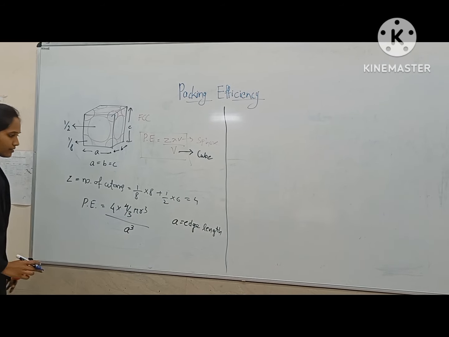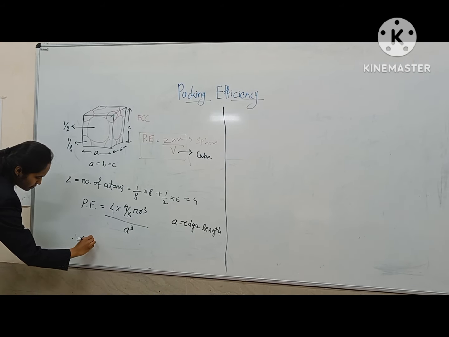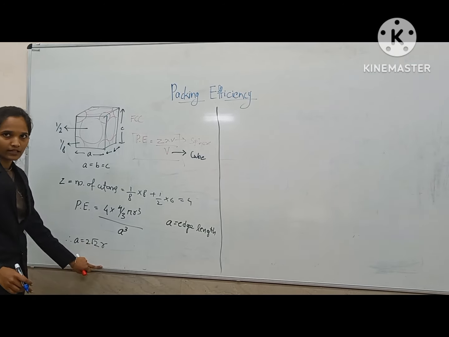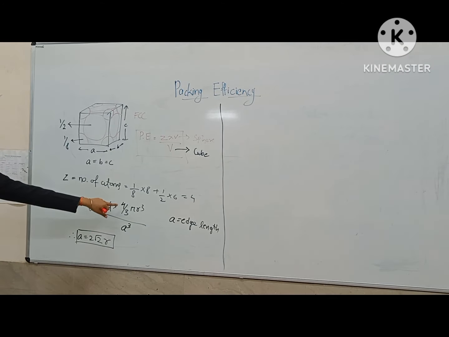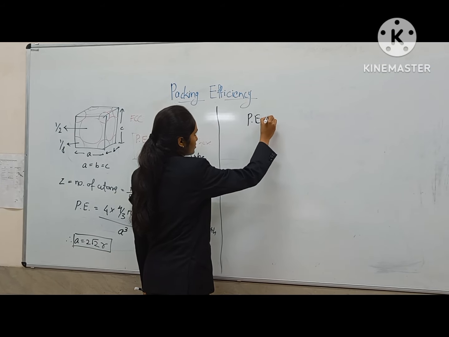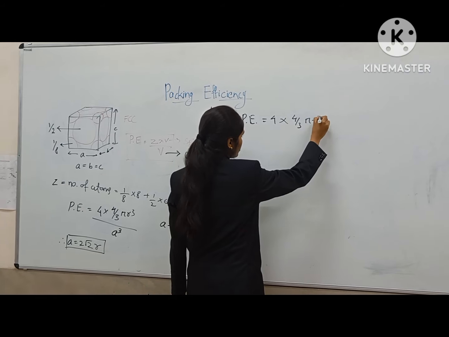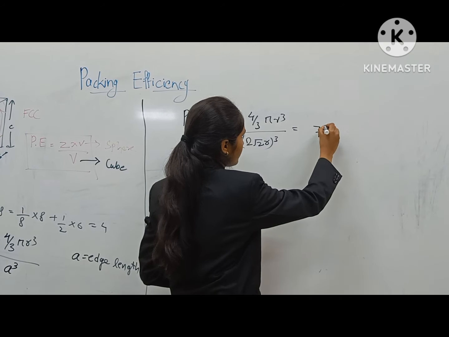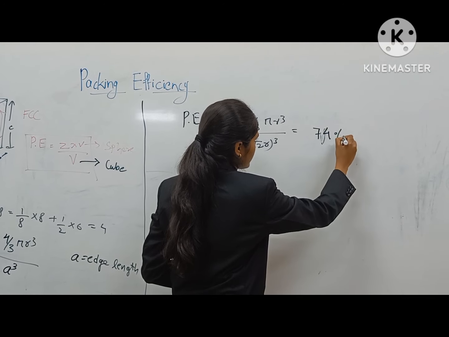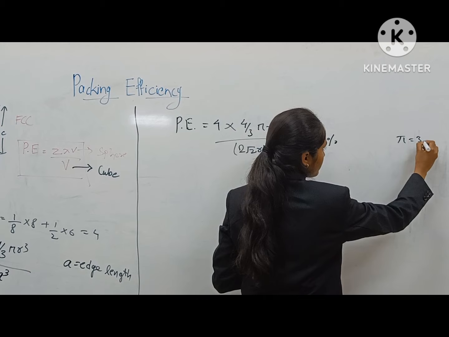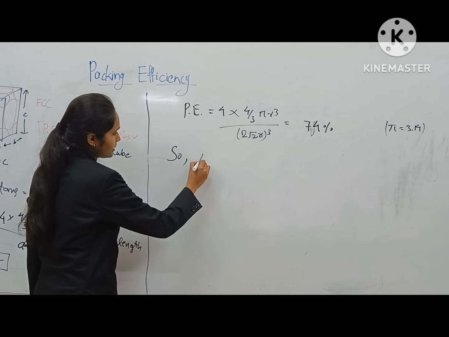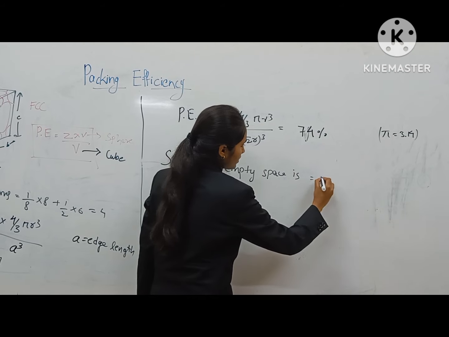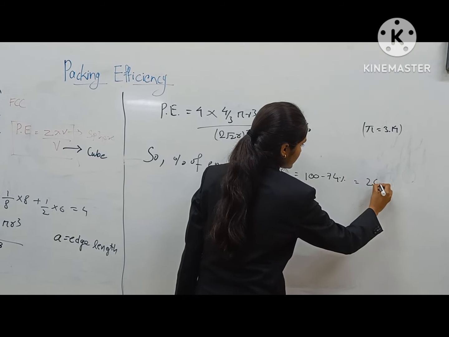To know the relation between A and R, from the previous we get the relation A equals 2 root 2 R. This diagram is similar to the previous one, so I will not repeat it again. We will directly use this formula. The packing efficiency equals 4 into 4/3 pi r cube divided by (2 root 2 r) cube. After solving this, we will get the value 74% by substituting pi as 3.14. The percentage of empty space is 100 minus 74%, which is 26%.